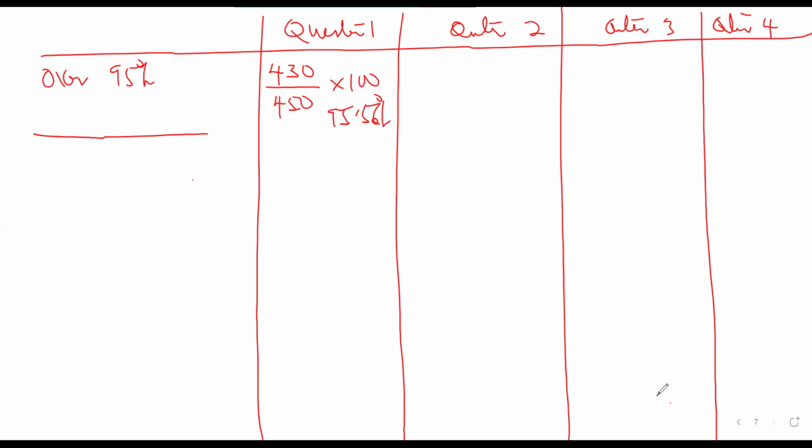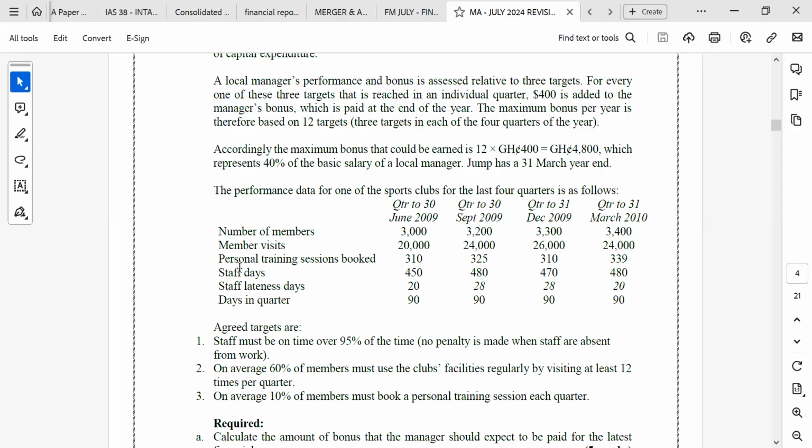How did we get the 430? The 430 is from the days that have been allocated to them. In quarter 1, the total number of days for them is 450. They are saying that you have to be on time over 95%, but they have been late for 20 days. So if the total number of days allowed is 450 and you have been late for 20 days, it means that you have been on time for 430 days, which is 450 minus 20. All right. The second quarter is what?